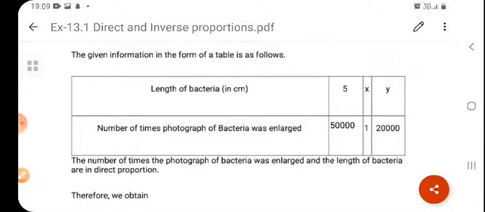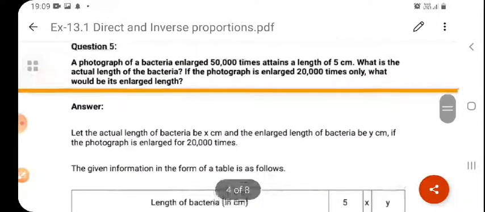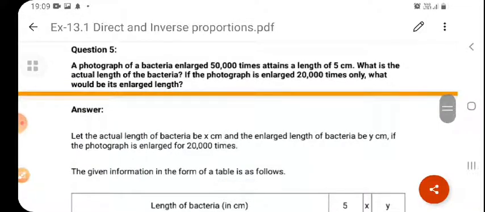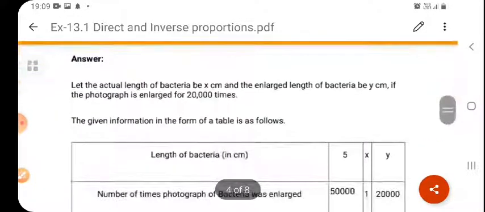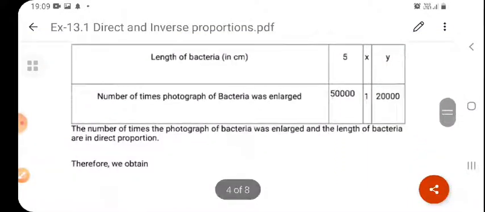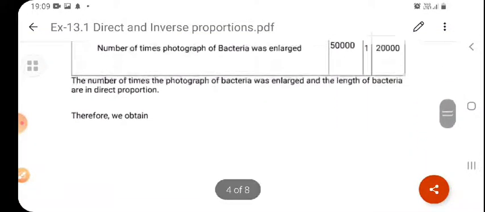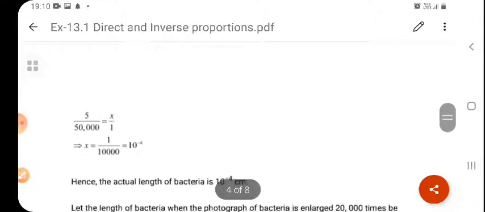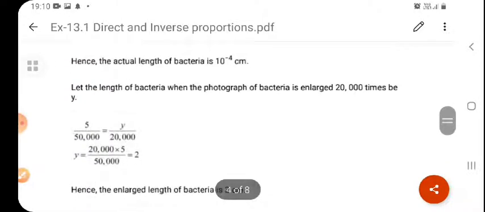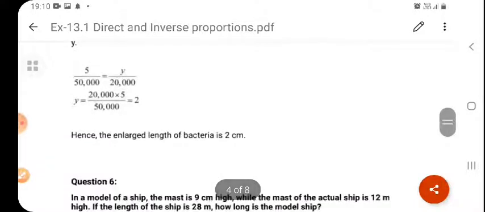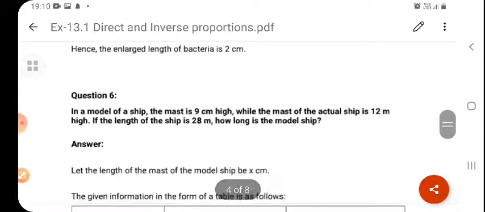Okay, so y we consider as the length of the bacteria, its enlarged length. So actual length is x and enlarged length is y. So y upon 20,000 is equal to 5 upon 50,000. Then we calculate by cross multiplying, and we'll get the value of y as 20,000 into 5 upon 50,000 is equal to 2. This is the enlarged length of the bacteria, 2 centimeter.